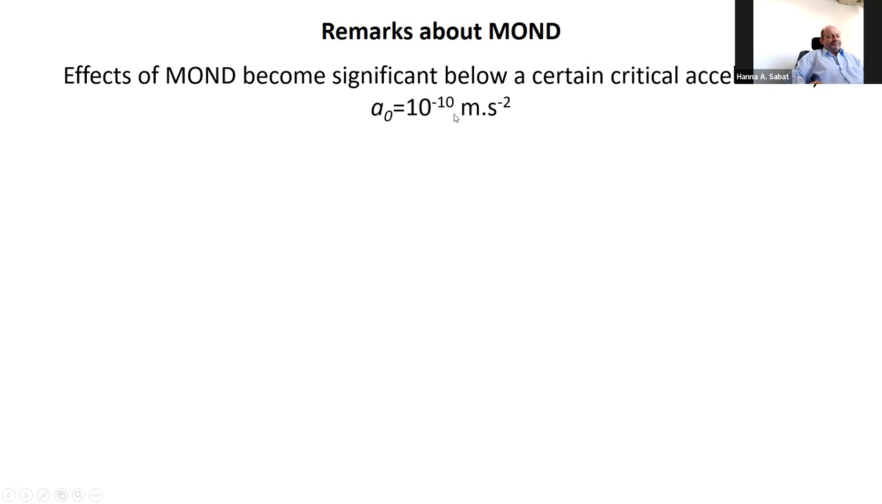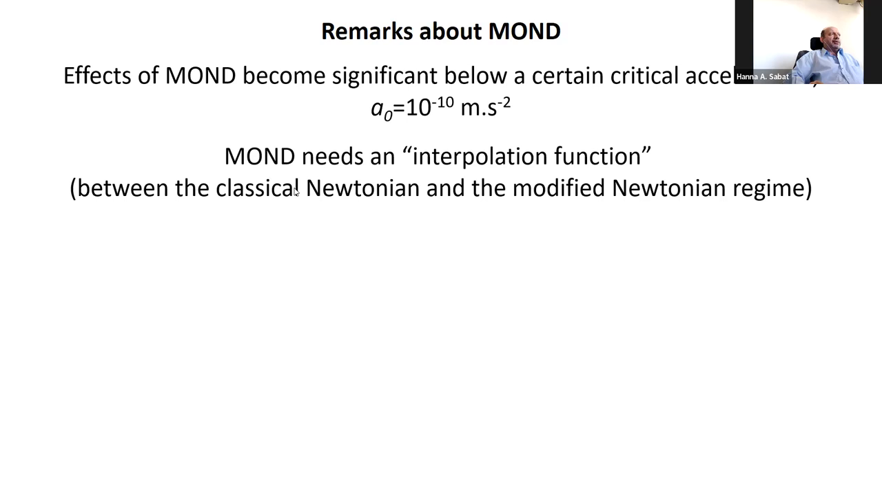Now, another problem with MOND is that MOND needs an interpolation function. It's the translation between the Newtonian regime and the Mondian regime. Of course, there are different laws assumed, but none of them is for sure the correct law. We don't know how to transition from the classical Newtonian regime to the Mondian regime. And I remind you that according to the original MOND idea, Milgrom's idea, this regime is not a scale or a distance regime, but an acceleration regime. I mean, if the accelerations are reduced to this order of magnitude, 10 to the power of minus 10 meters per square second, then the effects of MOND will come into play.